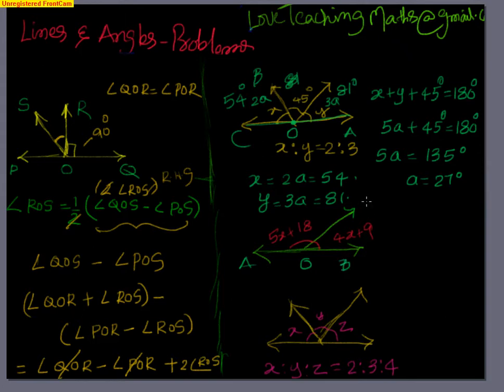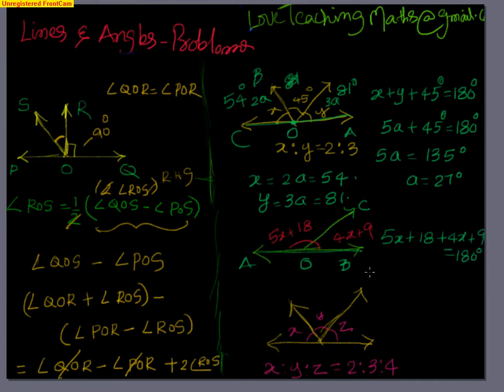Let's also take this example. This is very simple, only the thing is it's in an algebraic equation. Here, what it's saying is, we know that this is a straight line, so these two should be equal to 180 degrees.